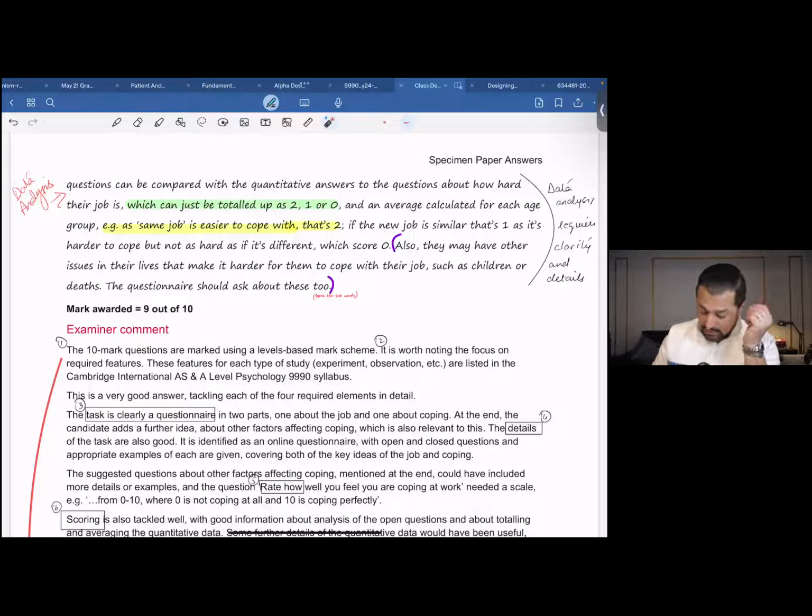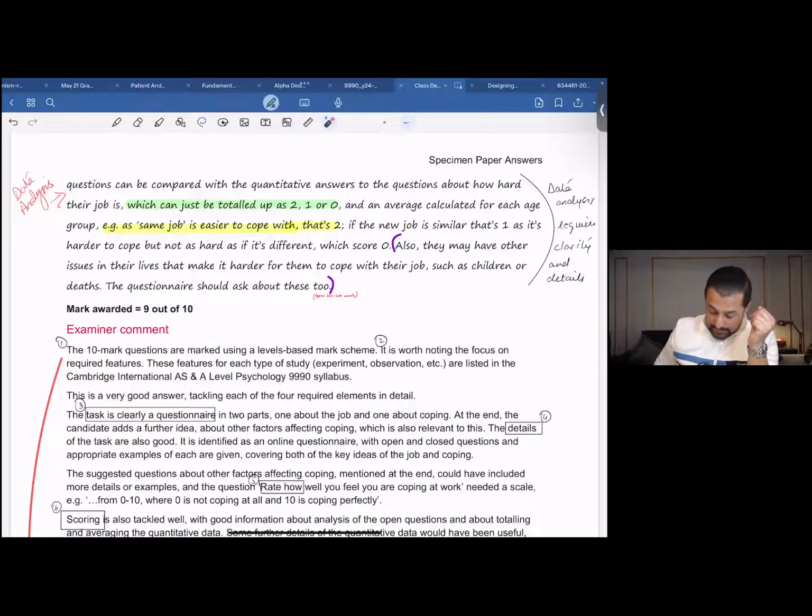Nonetheless, good attempt. So in this particular question, the score received for this response was 9 out of 10. Now I'd like to discuss why the examiner felt that this particular answer should receive a 9 out of 10.